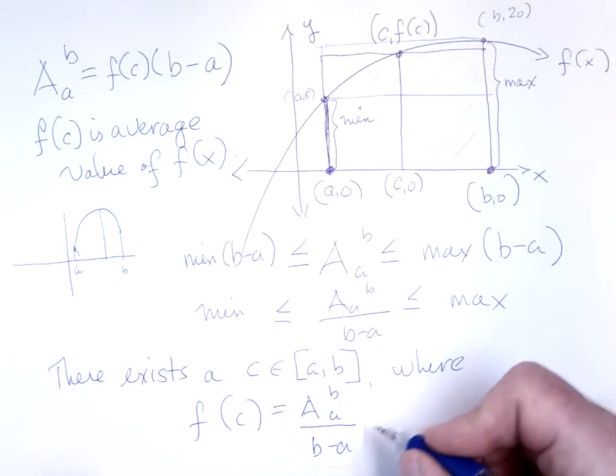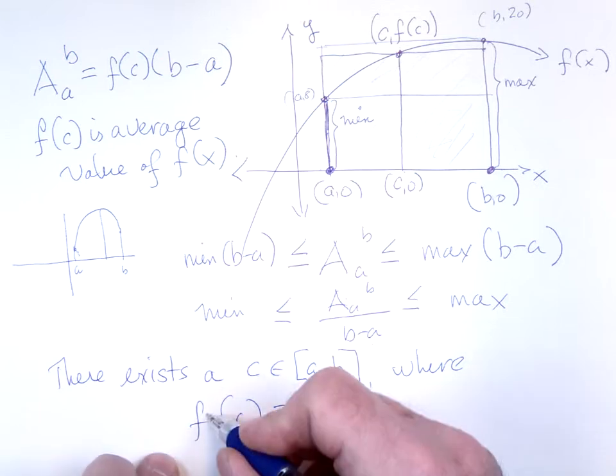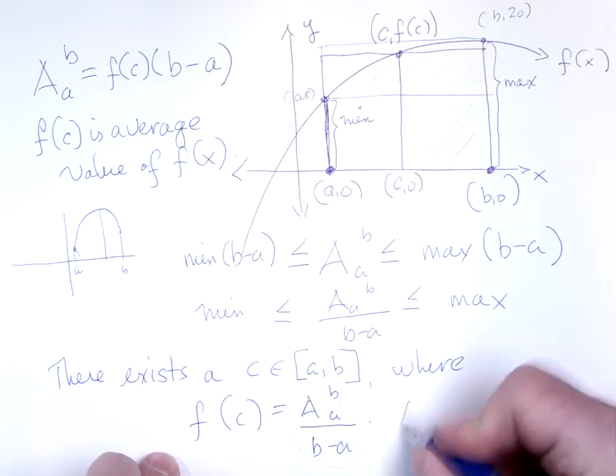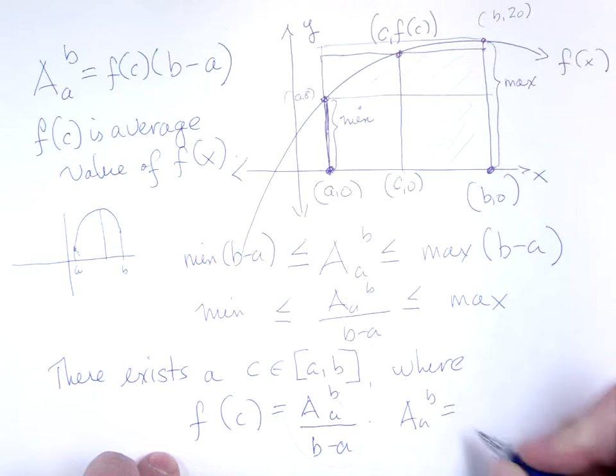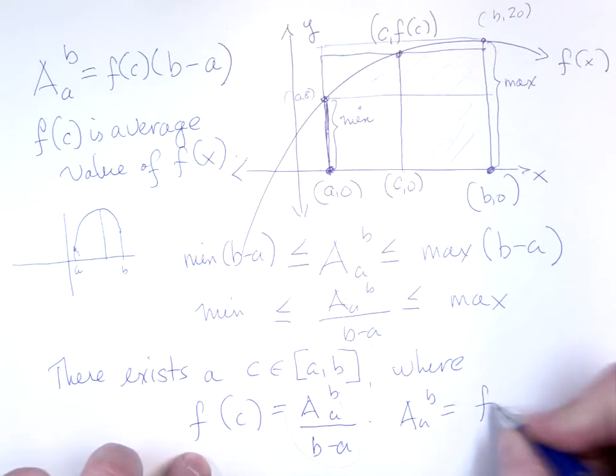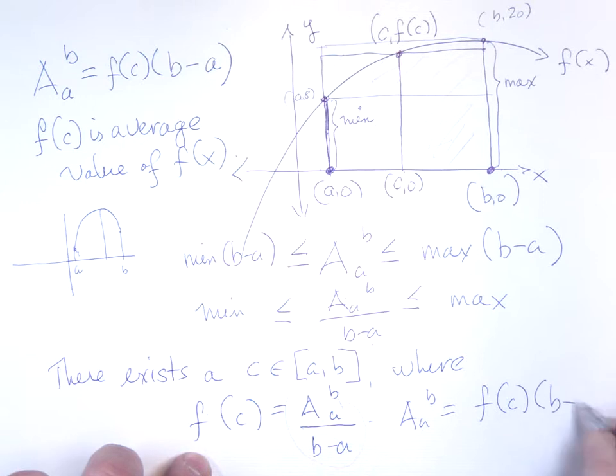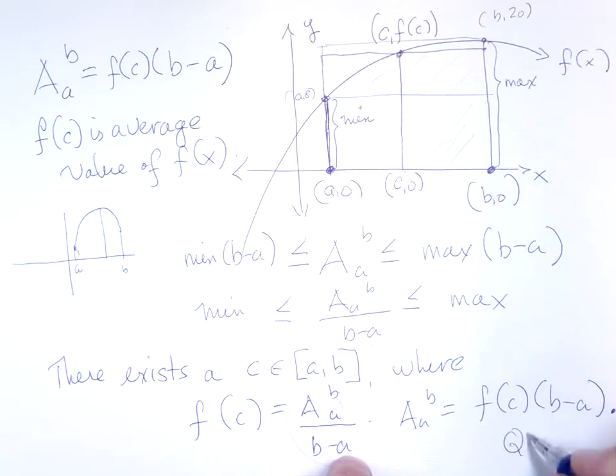Then what? Multiplied by b minus a. So the area from a to b is equal to f of c times b minus a. Okay? That's the whole proof? That's the whole proof, QED. That's the proof of the mean value theorem for integrals.